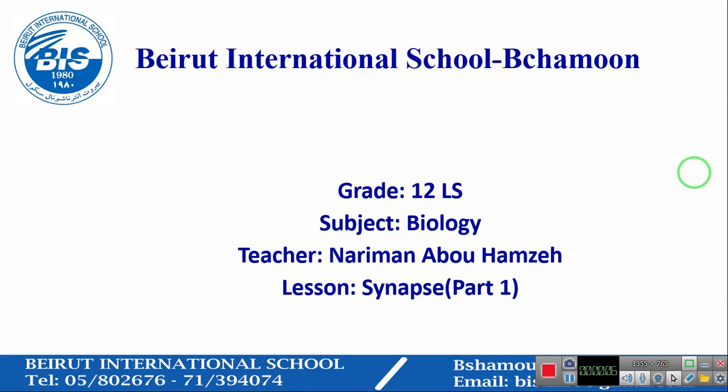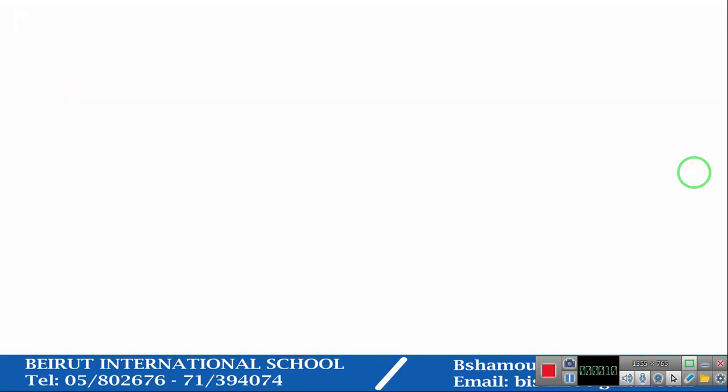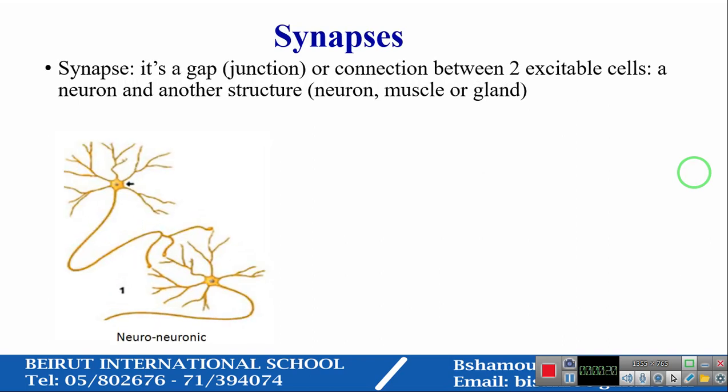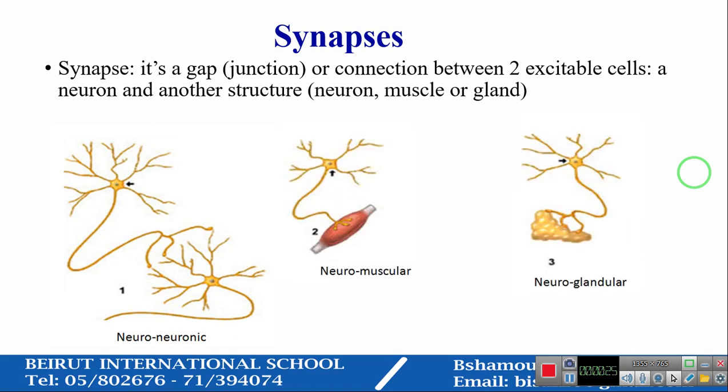This is week 6 and we are going to talk about the synapse. A synapse is a gap or junction or connection between two excitable cells, a neuron and another structure, which could be a neuron, a muscle, or a gland.